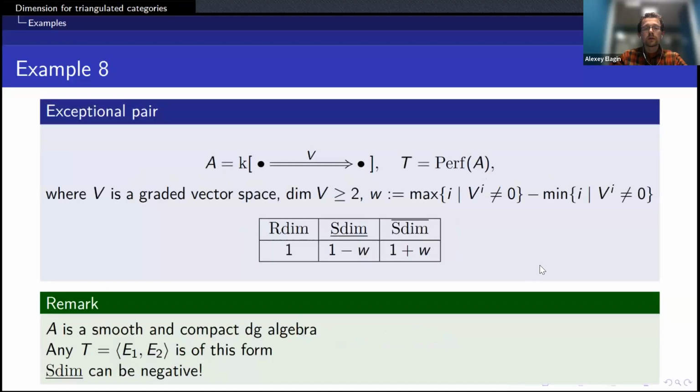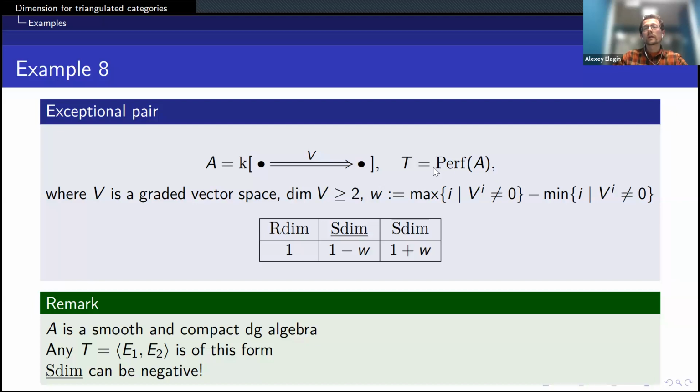Okay, there is just one more, or two more examples. This is an example that does not come from finite dimensional algebras, but from finite dimensional DG algebras. So now let us consider just two vertices and some graded vector space of arrows between them. Let us consider the corresponding path algebra as a graded algebra and as a DG algebra with zero differential. This algebra is smooth and compact, so the corresponding category of perfect complexes is good.